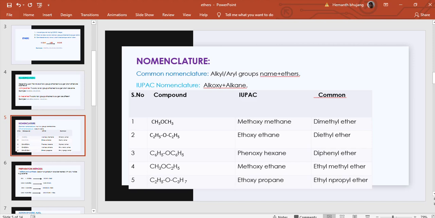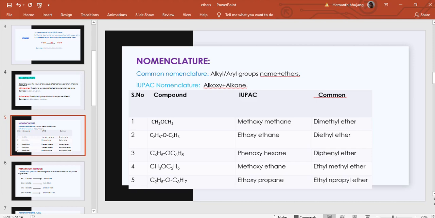So here CH3 is smaller compared to C2H5. So this is named as methoxyethane. And one more example, the last example you can observe here, that is C2H5O C3H7. This is also a mixed ether. So when you are naming this, just separate which is the bigger and which is the smaller alkyl group.